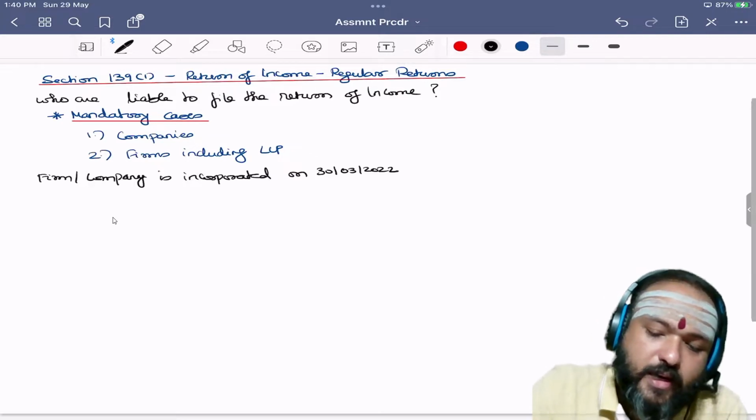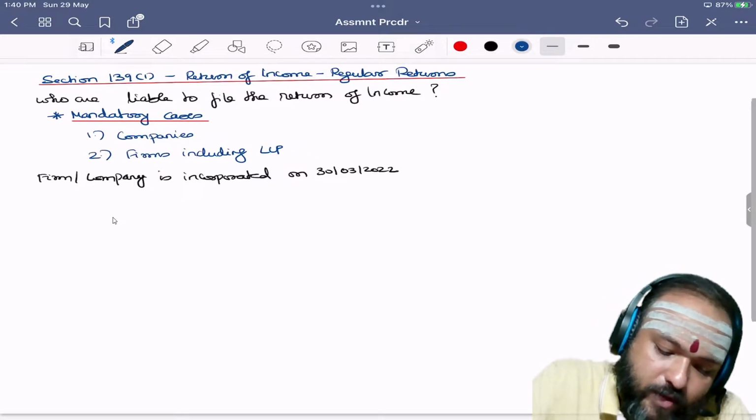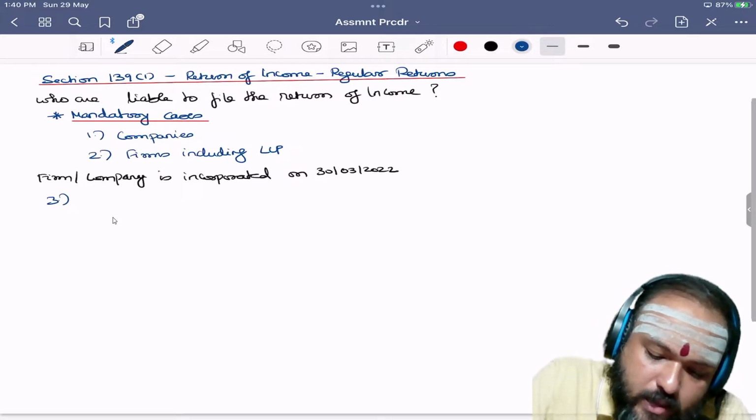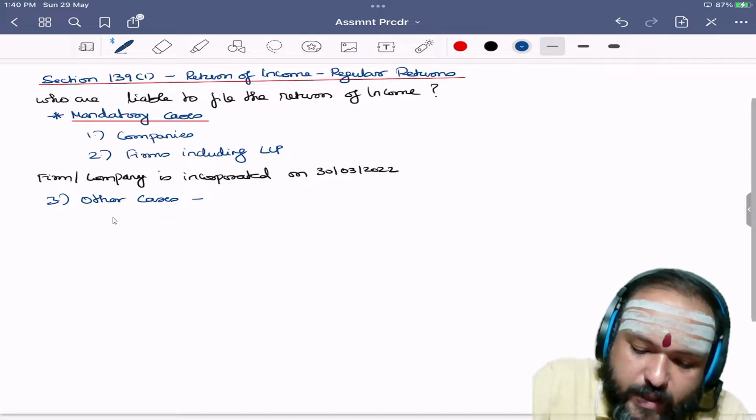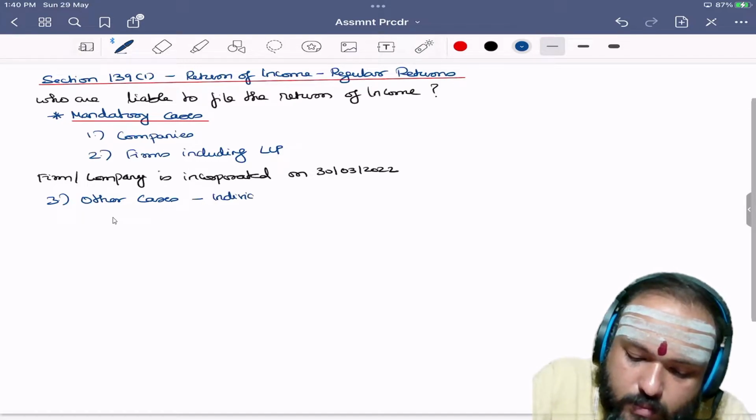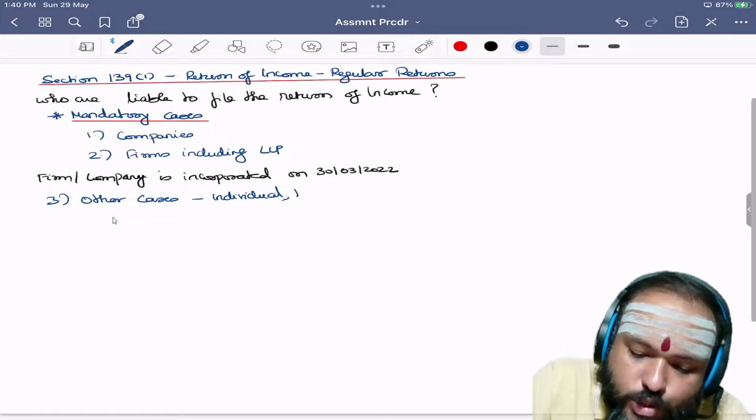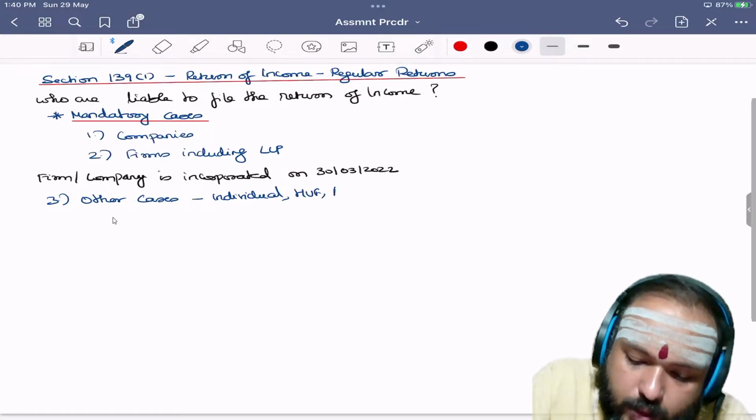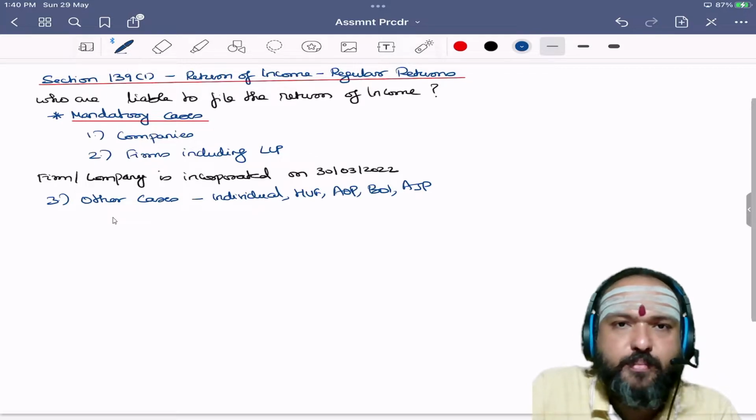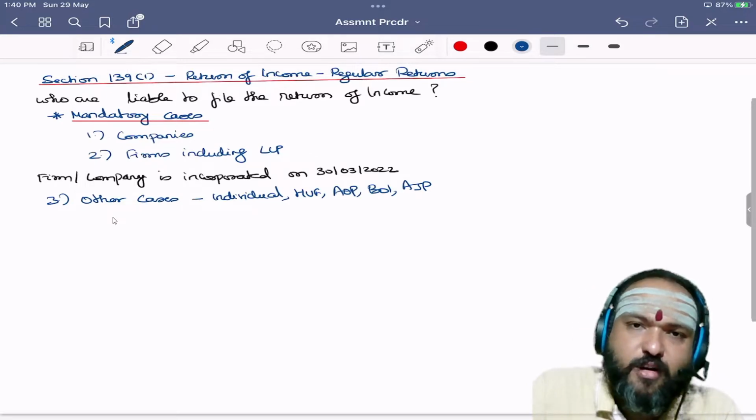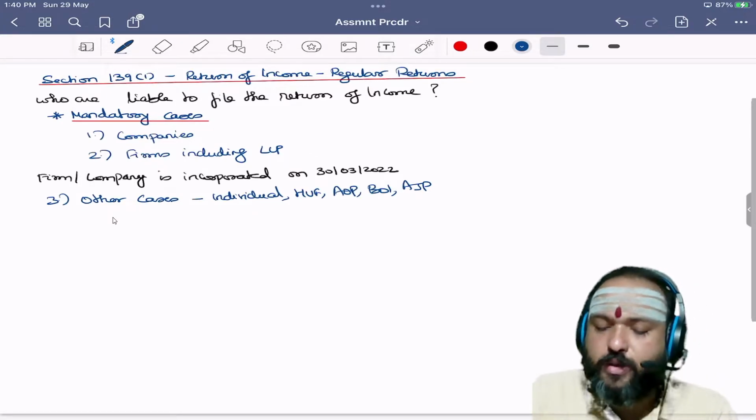Now, there is a third category of persons and we will refer to them as other cases for ease of understanding. So these other cases, what all will come here? Individual, HUF, AOP, BOI, AJP. So these are not covered under companies or under firms including LLP. So now we are going to deal with these cases.